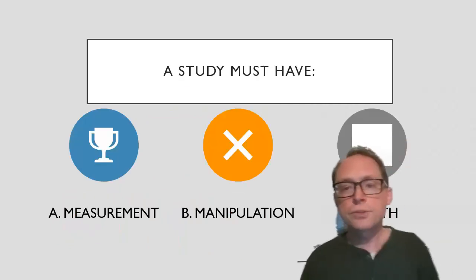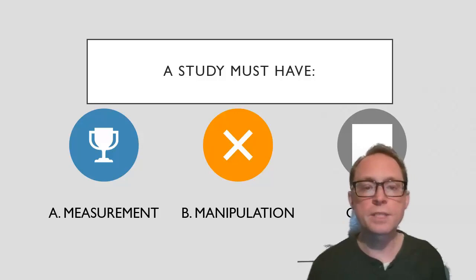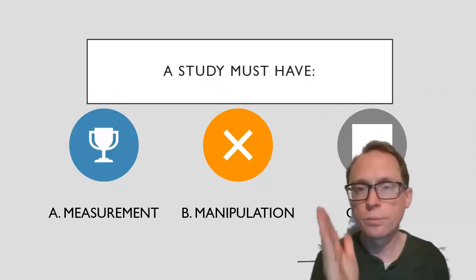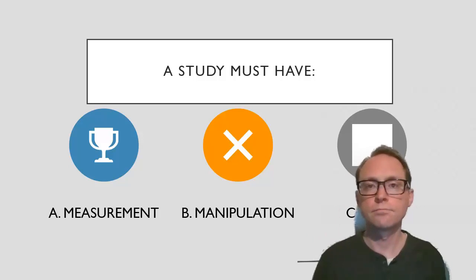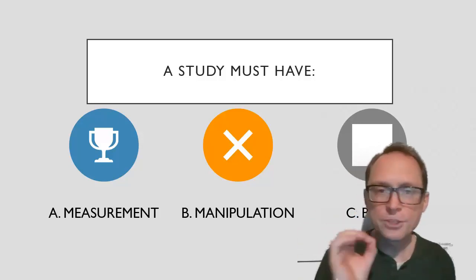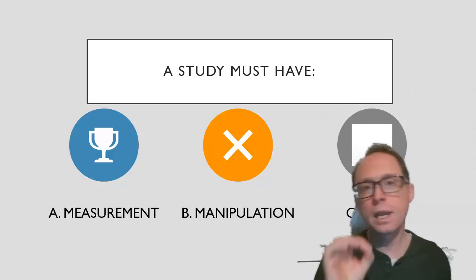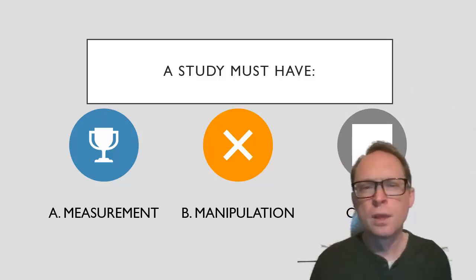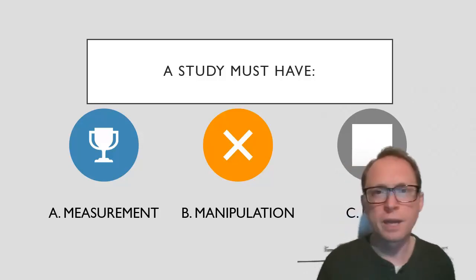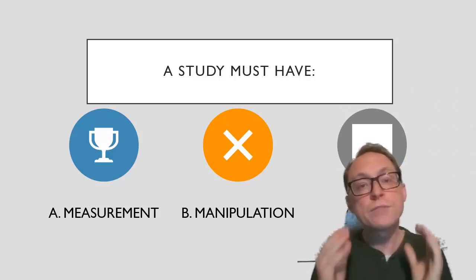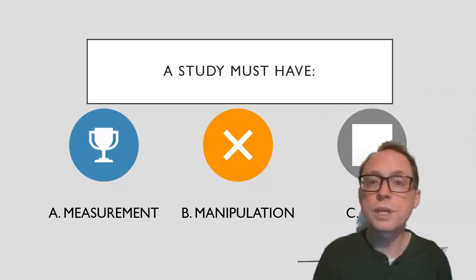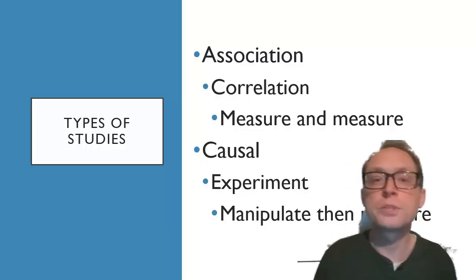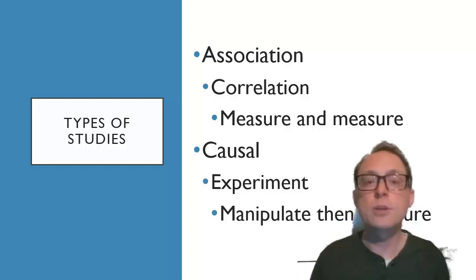All right, answer this question. A study must have a measurement, a manipulation, or both. The answer is a study must have a measurement. It doesn't have to have a manipulation. So you're like, well, wait a minute, what are you even talking about? Well, I'm glad you asked, because we have different kinds of studies that do different things. Particularly, we need to talk about the difference between association claims and causal claims.